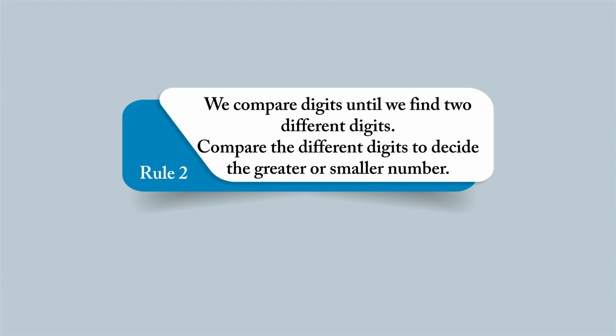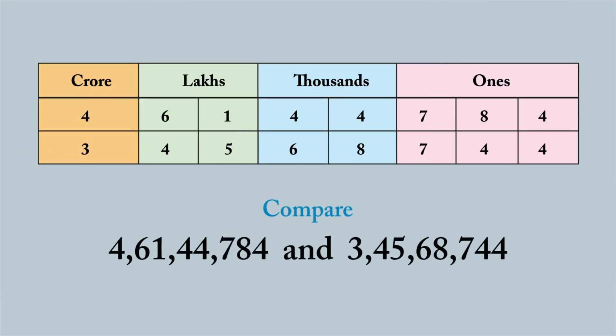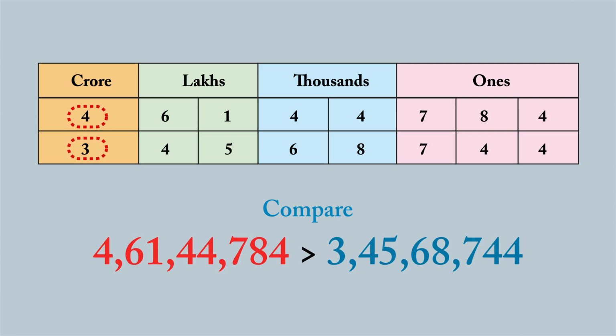We compare digits until we find two different digits. Compare the different digits to decide the greater or smaller number. Compare these two numbers. The total number of digits in both numbers is the same. As 4 crore is greater than 3 crores, this number is greater than this number.